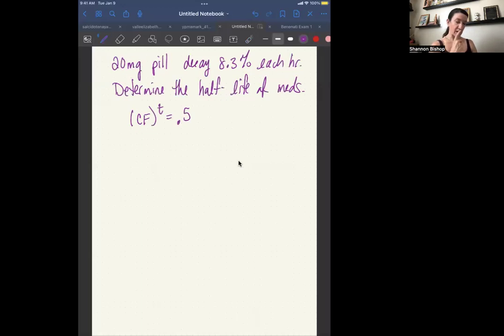So in this particular context, what are they trying to tell us? We know that it decays 8.3% every hour, so with that knowledge, we can figure out the change factor. Remember that your change factor is always 1 plus, or in this case 1 minus, the rate. Since it's a decay rate, the decimal form is 0.083, and so the change factor for this situation will be 0.917.